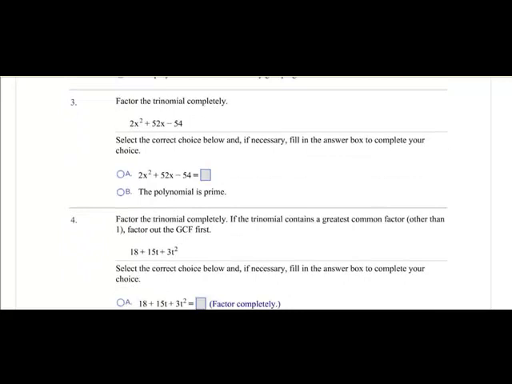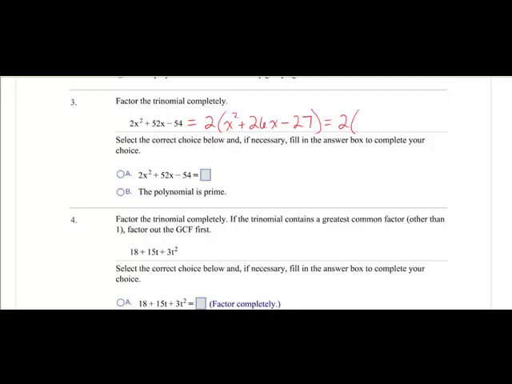First thing you should notice if you're going to factor this out is that all 3 terms are divisible by 2. So that should be your first step. Divide everything by 2. If I divide everything by 2, what's left is x squared plus 26x minus 27, after I divide all 3 terms by 2. Now I can factor what's inside these parentheses, and don't forget about the 2 out front. Several people factored it out and then left it out of their answer.